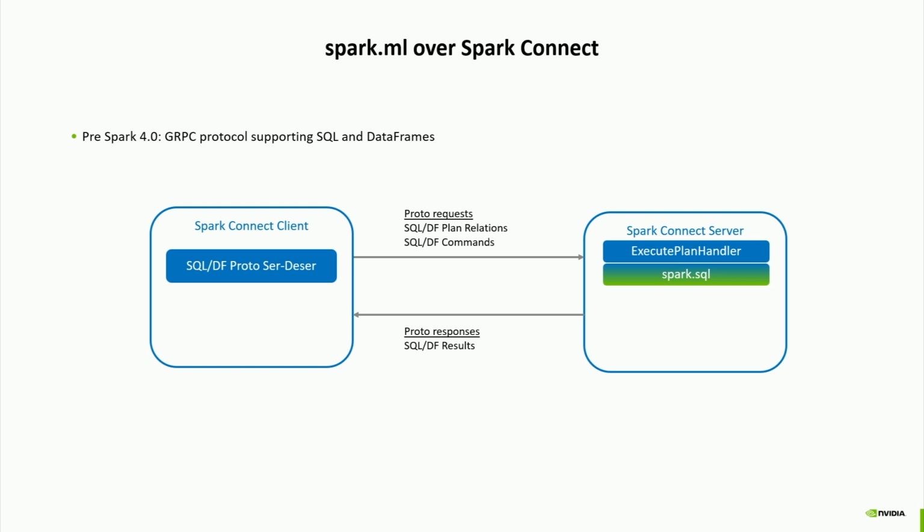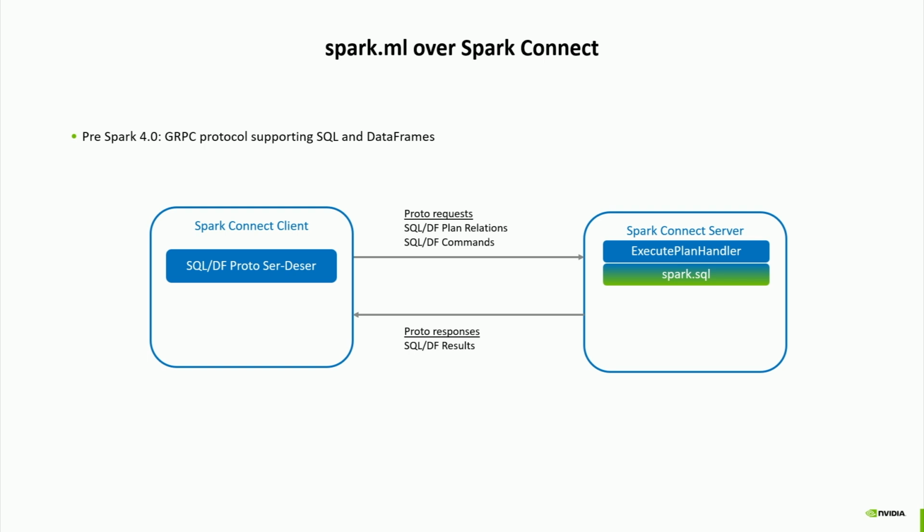So roughly, here's the state of Spark Connect before Spark 4. There was built-in support as of Spark 3.4 only for Spark SQL and data frames, with protocol buffer message definitions for conveying SQL plans and commands, along with server-side code for handling the corresponding requests, leveraging core Spark SQL for the actual execution.